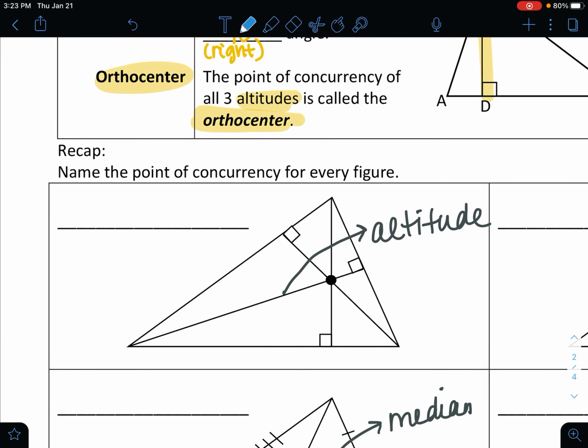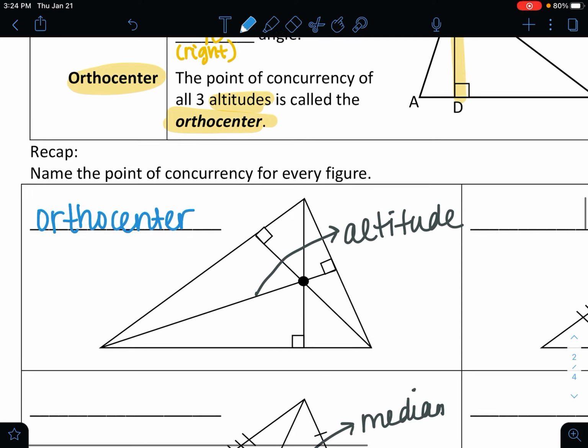All right, name the point of concurrency for every figure. So now we've got some examples. Don't forget, for altitudes, that would be the orthocenter. This is just vocabulary. You have to remember that orthocenter and altitudes go together. So the altitude is the line, the orthocenter is the point where the lines connect or come together.